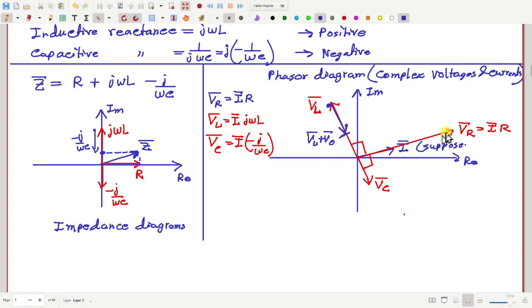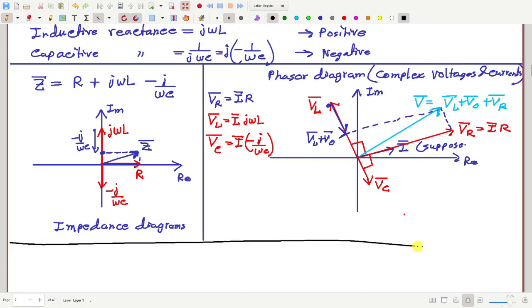Now if you add this with VR, let me use the parallelogram rule, then this is the total voltage VL plus VC plus VR. Okay, and so this is the total voltage V, and here we have the current I. Fine. So any questions so far?